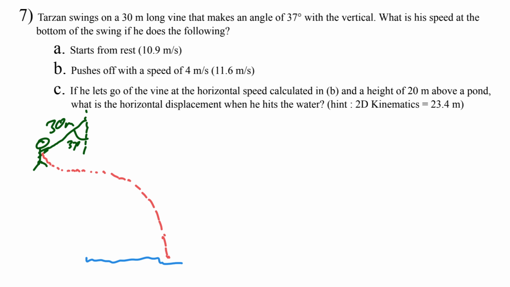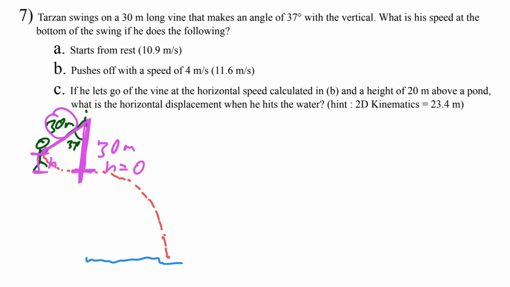The first thing we have to do in this type of problem is to figure out how high he is from this lowest point. If we call this point right here our h equals 0, we want to find out how high he is above that point. So what is this h going from here up to the starting point? Recall the vine is 30 meters. So 30 meters when he's at this point, but it's also 30 meters down here. The vine's length is not going to change. So he's also 30 meters right here.